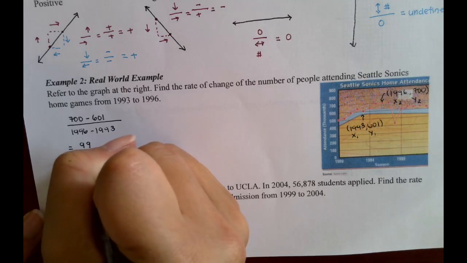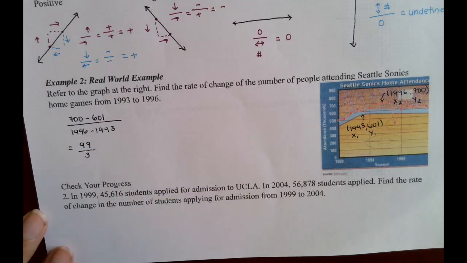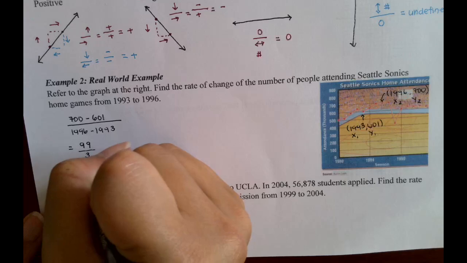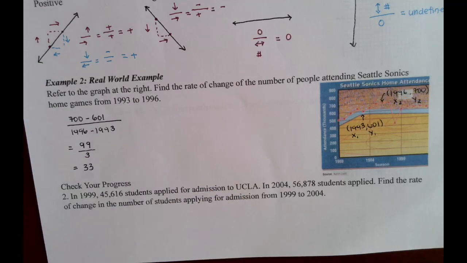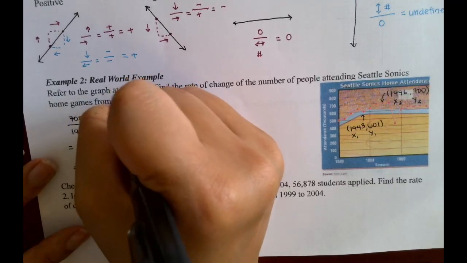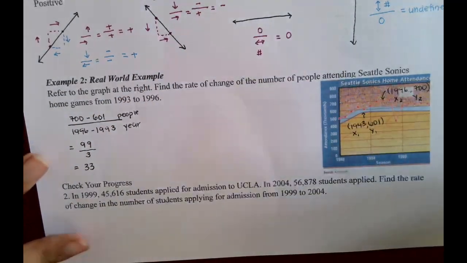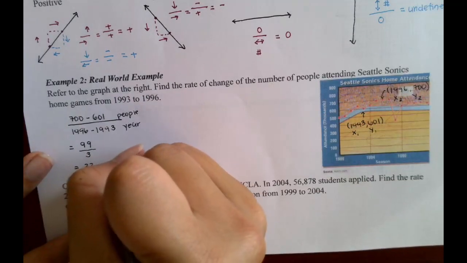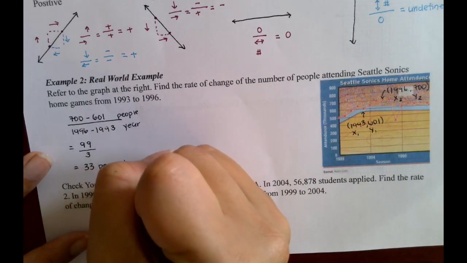1996 minus 1993 is 3. And then 99 divided by 3 is 33. Okay, so what is the rate of change? This is people, and this is talking about year. So the rate of change is 33 people per year.